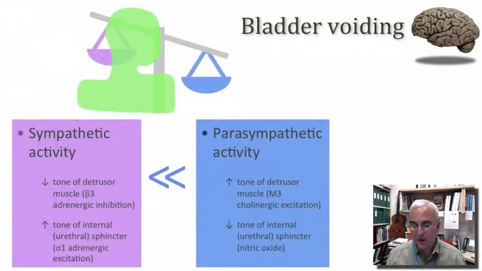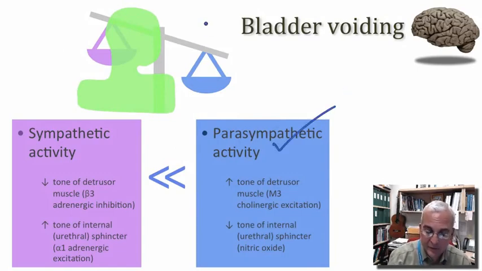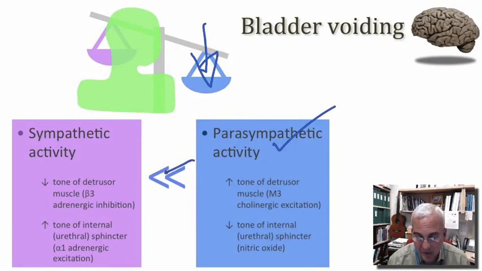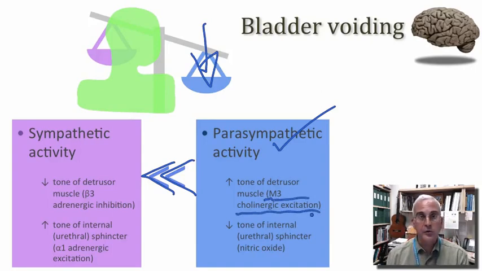Well, what about bladder voiding? Well, voiding the bladder means that we have to shift this balance. So now there needs to be an increase in parasympathetic activity, where parasympathetic activity now dominates sympathetic activity. So for that to happen, we need to increase the tone of the detrusor muscle. And this is mediated via the muscarinic cholinergic activation of that detrusor muscle. Meanwhile, we want to decrease the tone of that internal sphincter. And this seems to be mediated via a parasympathetic activation of the nitric oxide system. And this causes that internal sphincter muscle now to relax.